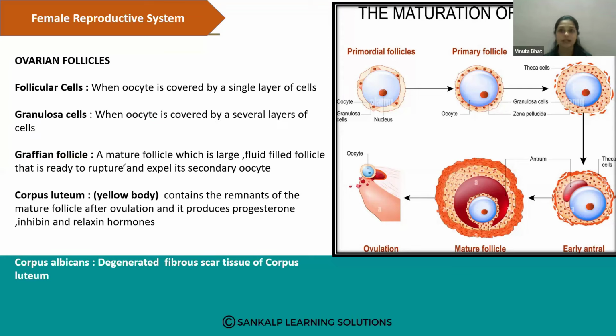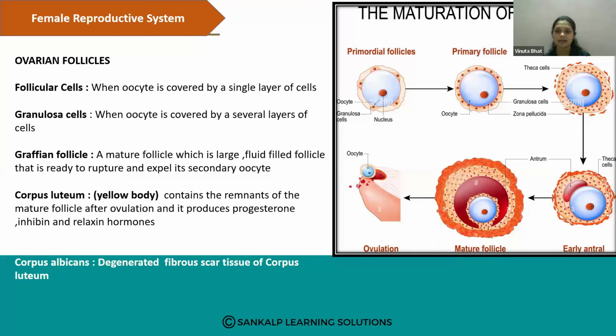So inside the ovary, follicles like this are present in the cortex region. That is what I am explaining. Look at the Graafian follicle: it is the mature follicle, a fluid-filled follicle that is ready to rupture and expel the secondary oocyte. After this maturation, the oocyte ruptures and is released, that is nothing but the oocyte or ovum, ova, or you can call it an egg. So like this the developing follicles are present in the cortex region.